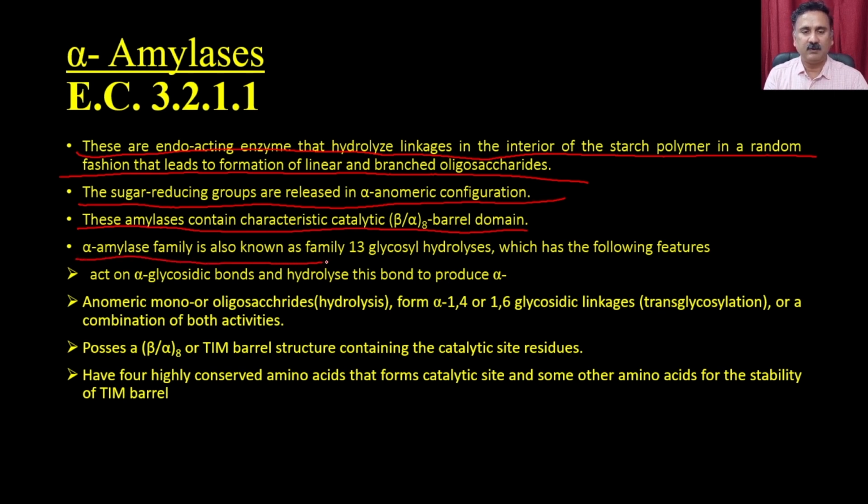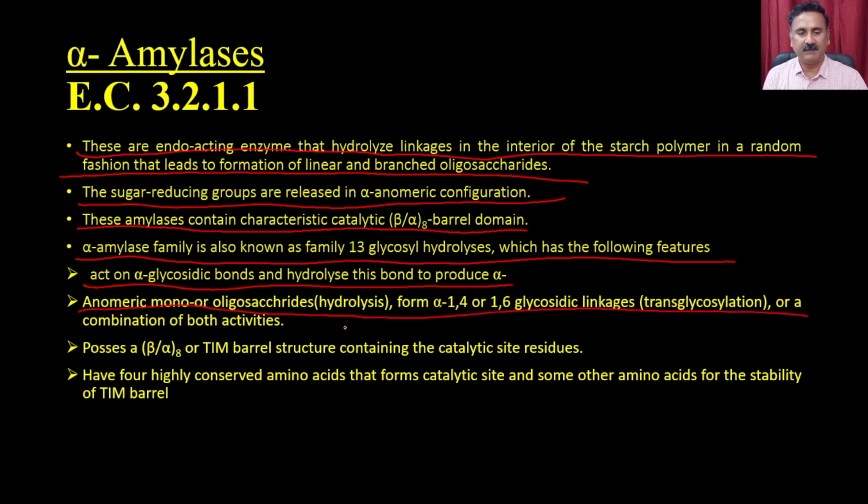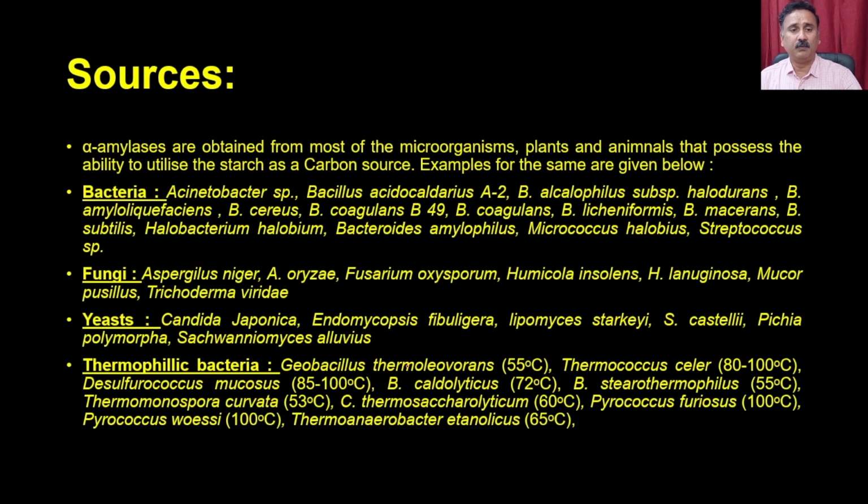The alpha amylase family is also known as family 13 glycosidases, which has the following features. It acts on the alpha glycosidic bond and hydrolyzes this bond to produce alpha chains, and you can have anomeric mono or disaccharides from this, and it possesses the TIM barrel structure containing the catalytic residues. What are the different types of sources for the amylases? Amylases are mostly found in microorganisms, plants, and animals.